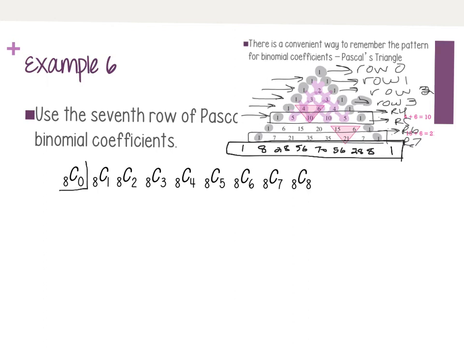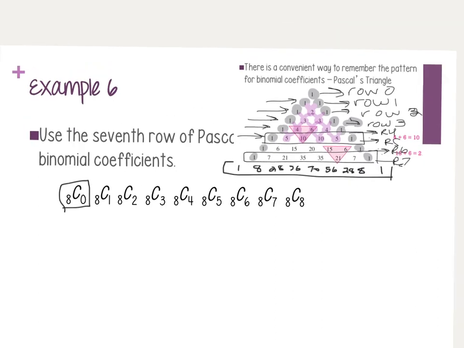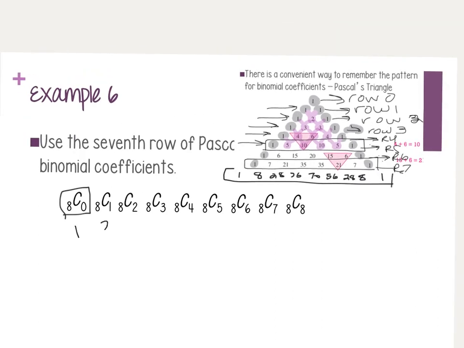C(8,0) would be the first term in that row, which is 1. C(8,1) would be the second, which is 8. C(8,2) would be 28. C(8,3) would be 56. C(8,4) would be 70. C(8,5) would be 56. C(8,6) would be 28. C(8,7) would be 8. And C(8,8) would be 1.